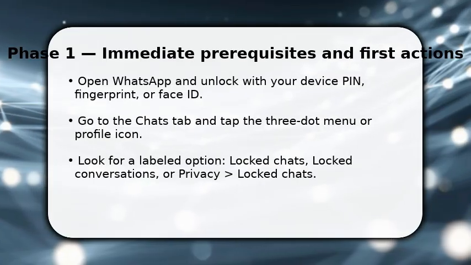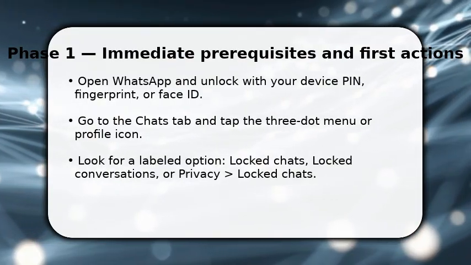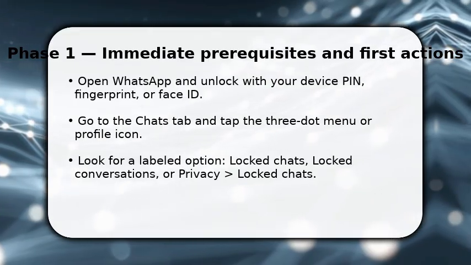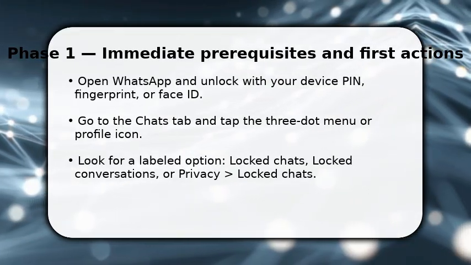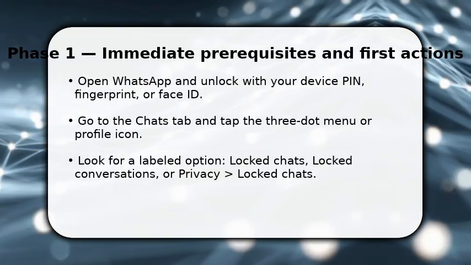You start by opening WhatsApp and immediately unlocking the app with your PIN or biometric. This is required to reveal secure folders. Once in, stay in the Chats tab and tap the three-dot menu at top right or your profile icon. Apps place privacy items there.